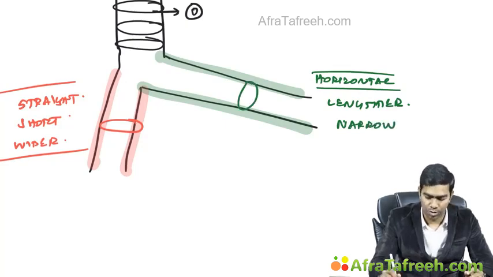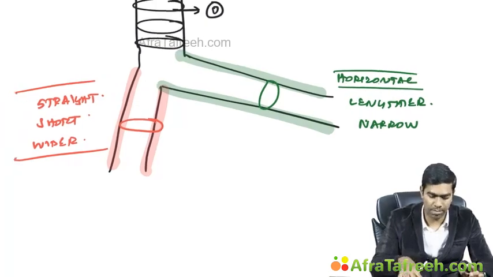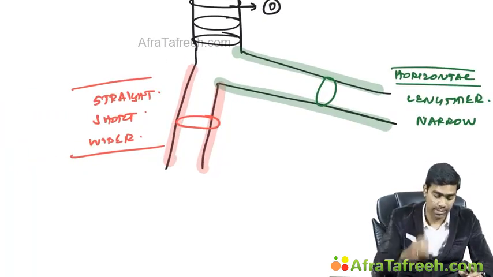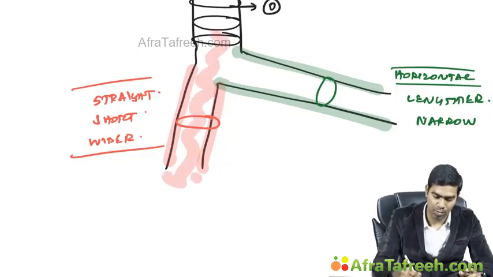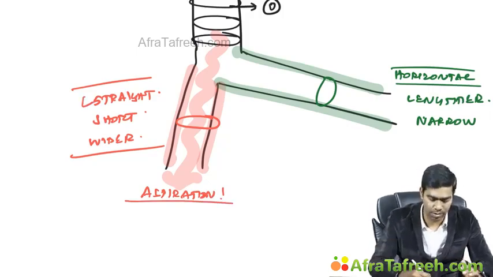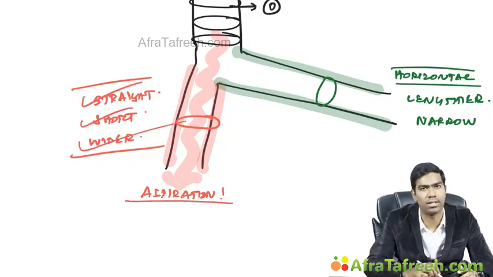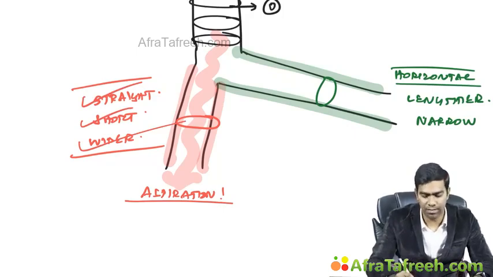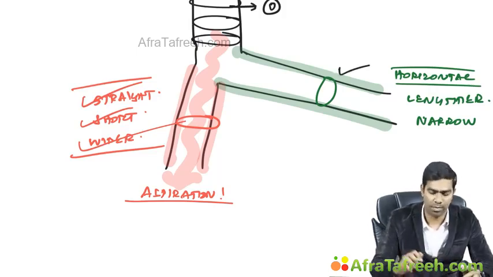Narrower. So these 2 things make the right side the one which is more prone to aspirating any content. For any aspiration, the easiest way for that aspirated material is to move into the right bronchus because it's straighter, shorter and wider. That's the reason. But at the same time, the left bronchus or the left lung is less prone to aspiration because of the characteristics of the left main bronchus.